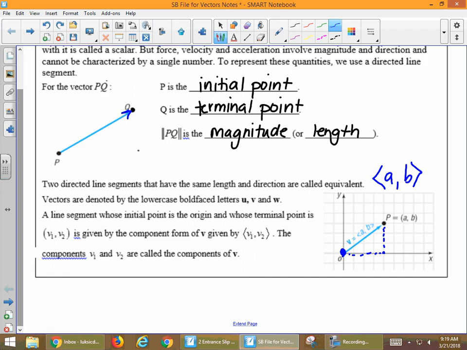Okay. So we call these components. This guy is the horizontal component. And this guy, what do you think that guy is? The vertical component. Nice. So horizontal component, vertical component. How many from your start are you going over? How many are you going up? It's going to be negative if it's left. It's going to be negative if it's down. Okay?